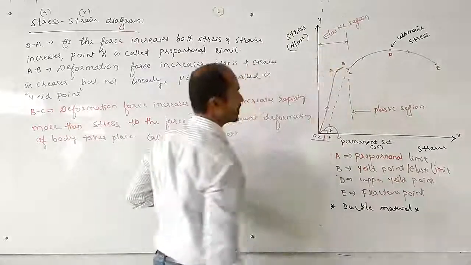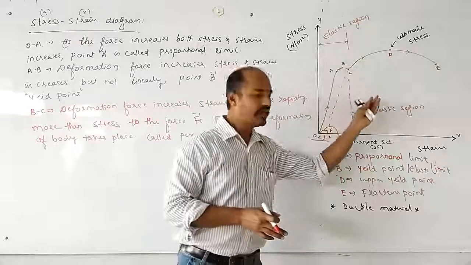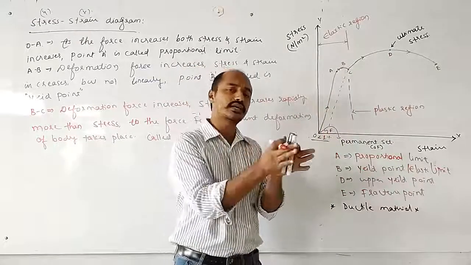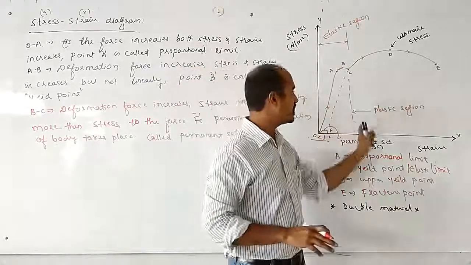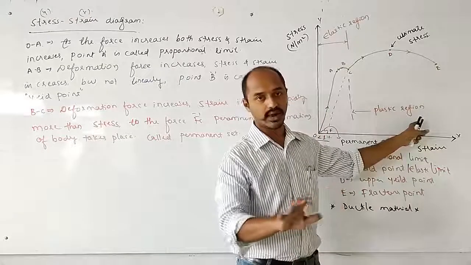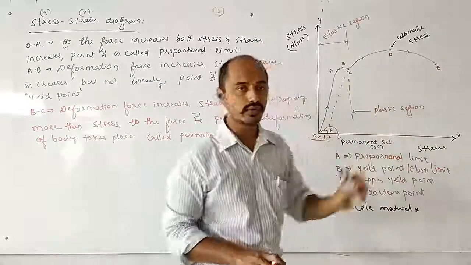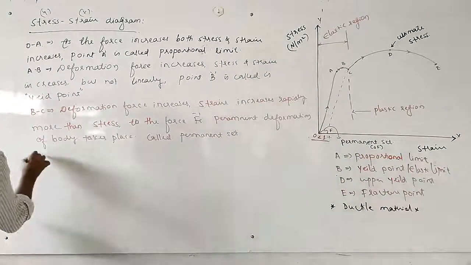is the elastic region. Elastic region means what? Still, if I remove this force, FC force, the body regains its shape and size, though not exactly the original. Once the load crosses this C, the body becomes plastic. After this load, the body does not regain any original shape and size. It becomes a plastic body.